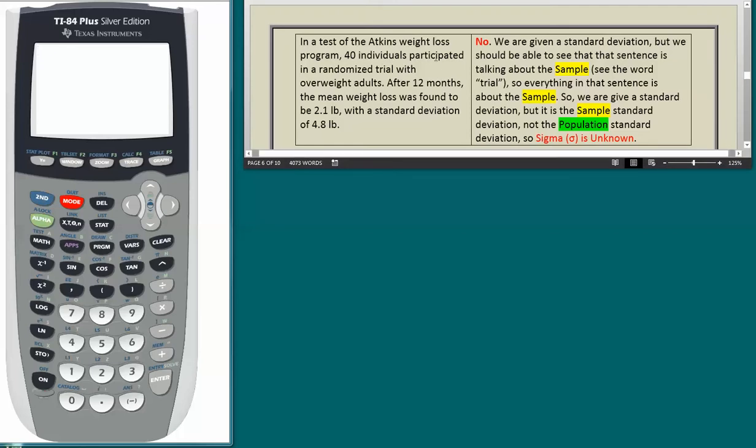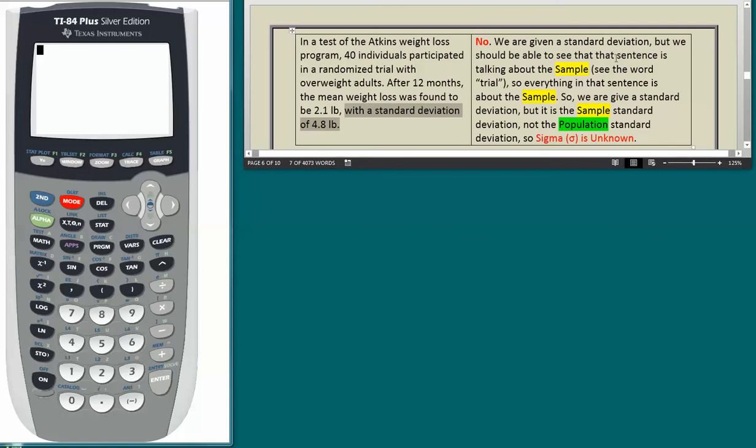Here's our last example. In a test of the Atkins weight loss program, 40 individuals participated in a randomized trial with overweight adults. After 12 months, the mean weight loss was found to be 2.1 pounds with a standard deviation of 4.8 pounds. Is sigma known? In this case, no, sigma is not known. We are given a standard deviation. I really want you to notice this. There is a standard deviation.